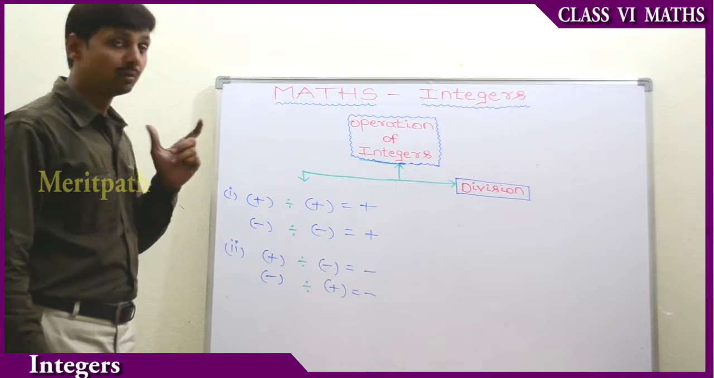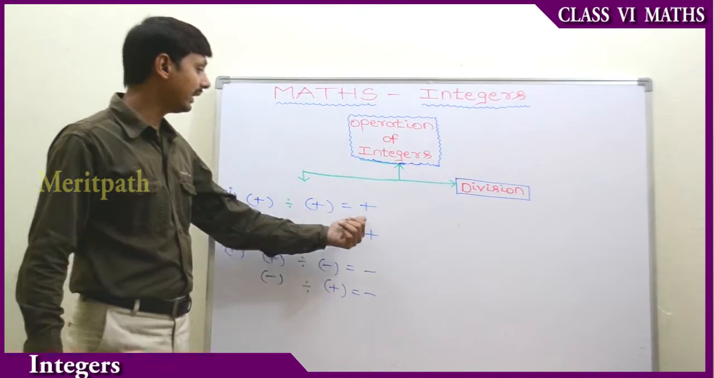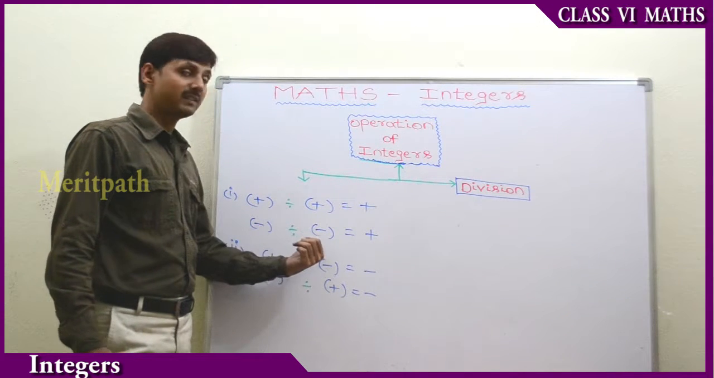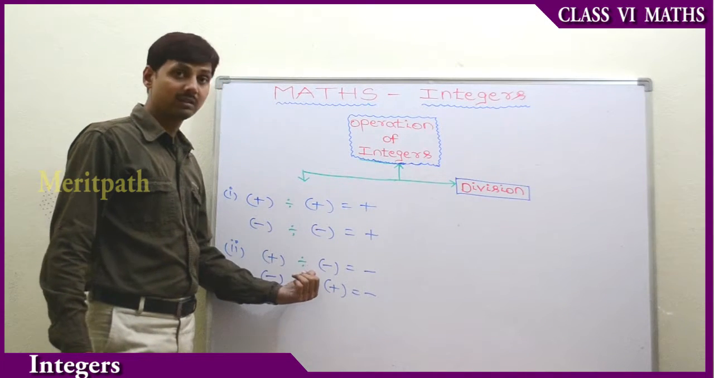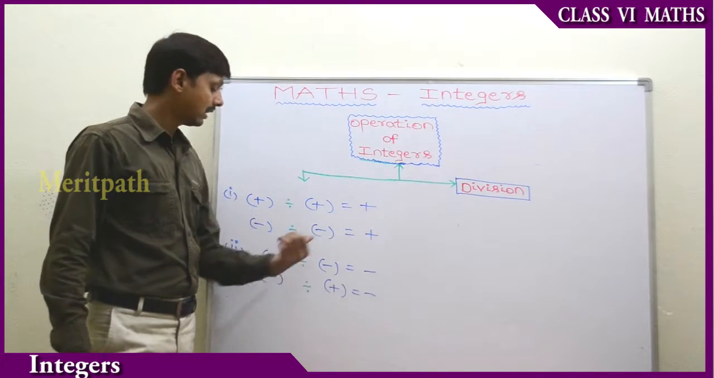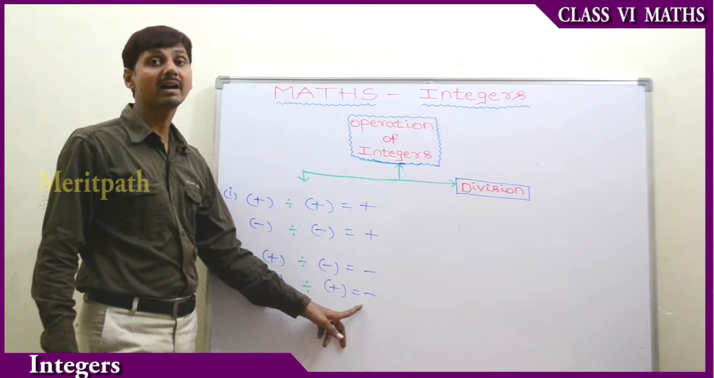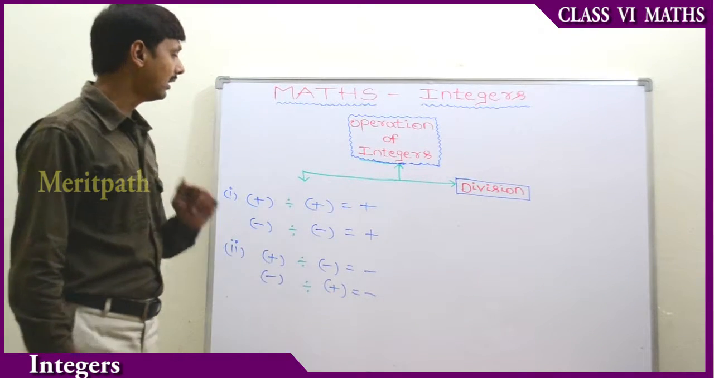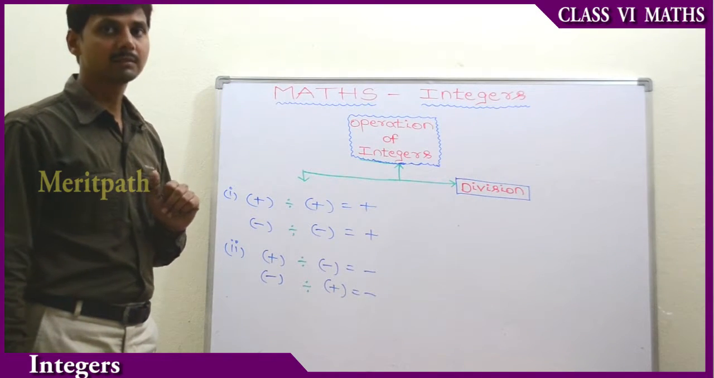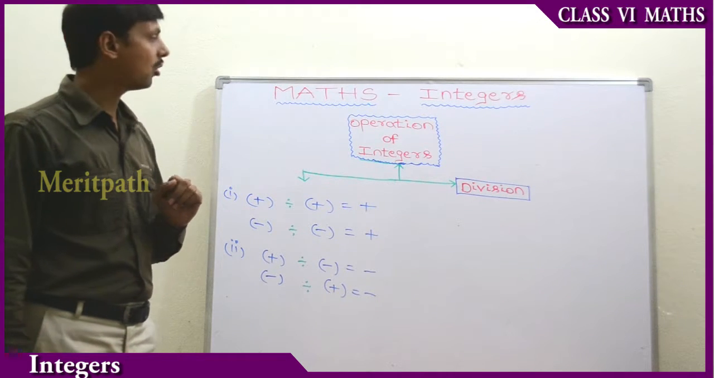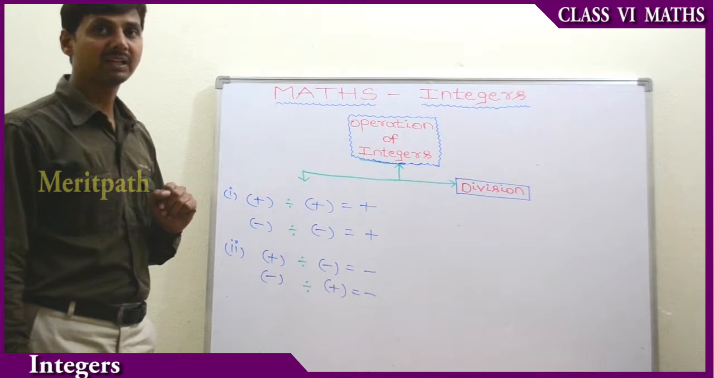So when two signs are the same, we'll get plus when we divide two integers. And when two signs are different, we'll get minus. In this manner, we'll do the operation of integers on division. So up to now we have discussed the operation of integers, multiplication and division.